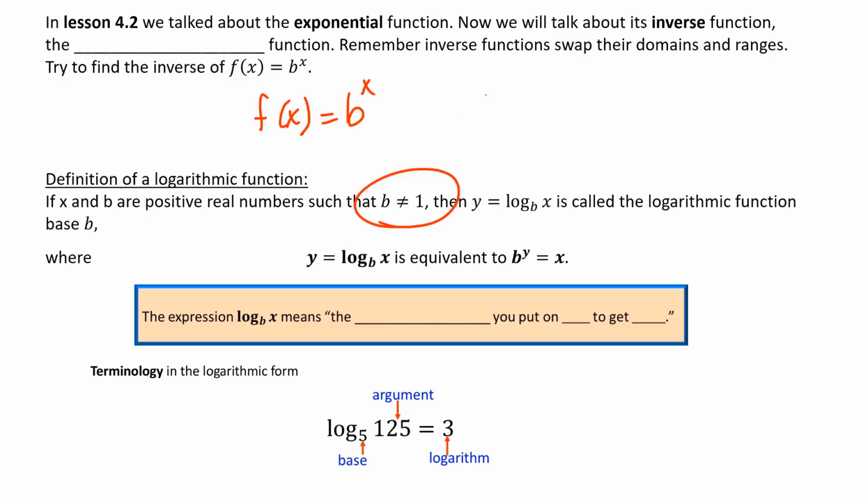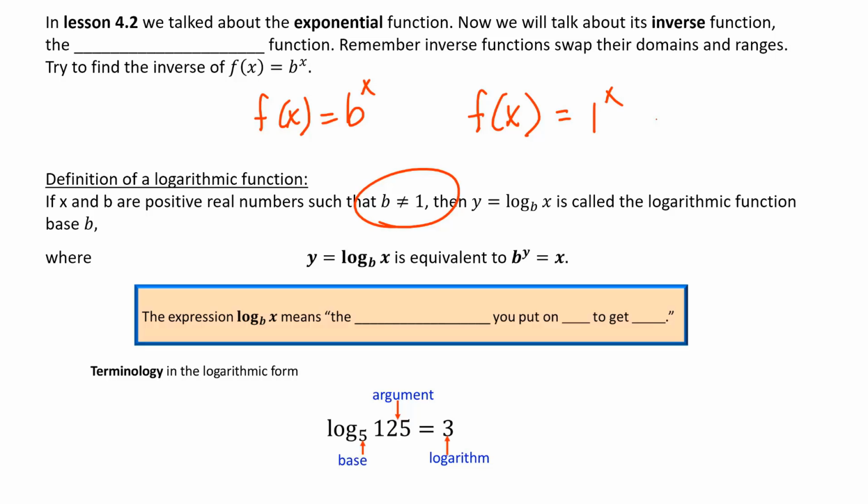If b is 1 in that function, then you're going to have f of x equals 1 to the x power. Now that function is not 1 to 1. Anything you put in for x, you can put in whatever you want. You're always going to get 1. So it is not 1 to 1.